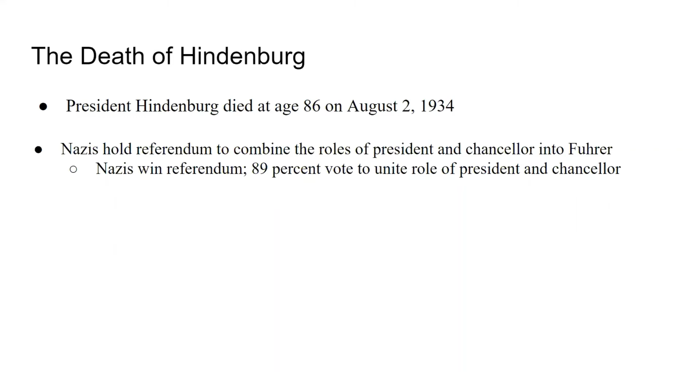So they held a referendum for that. And 89% supposedly voted to combine president and chancellor. But that figure, 89, is actually pretty suspicious. I mean, it's pretty weird how in 1932, 37% of the population supports Hitler, and 2 years later, 89% of the population supports him. You have something pretty interesting going on here.